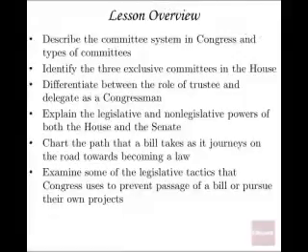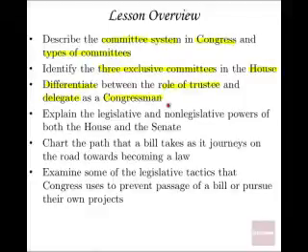In today's lesson overview, we're going to describe the committee system in Congress and the types of committees. We're going to identify the 3 exclusive committees in the House. We're going to differentiate between the role of trustee and delegate as a congressman.